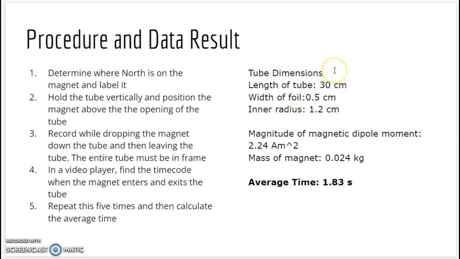We end up measuring the dimensions of the tube: 30 centimeters in length, 0.5 centimeters for the width of the foil, and 1.2 centimeters for the inner radius. The magnitude of the magnetic dipole moment was 2.24, and the mass of the magnet was 0.024. Our average time at the end was 1.83 seconds.